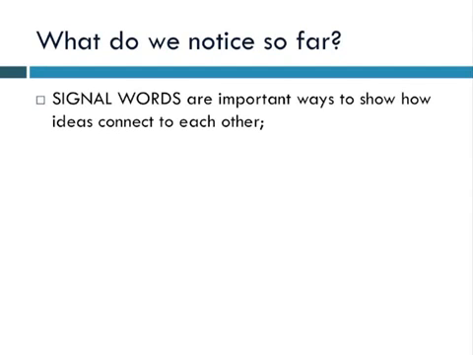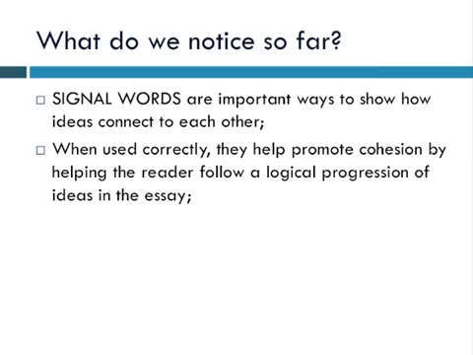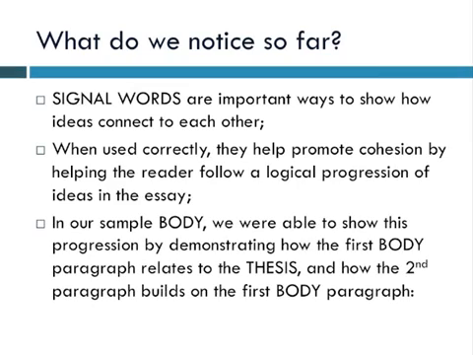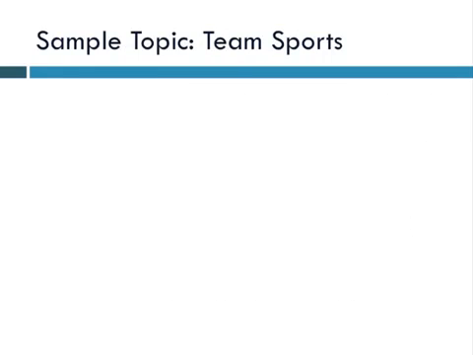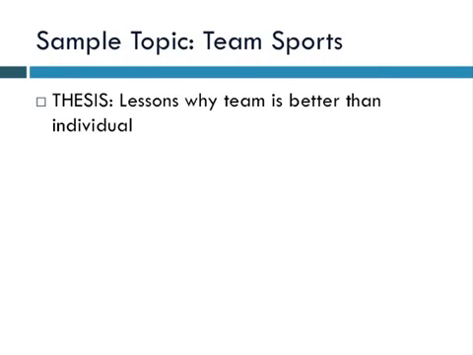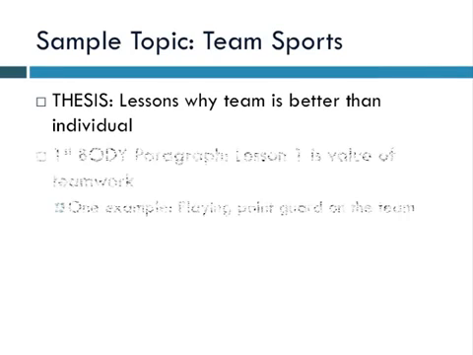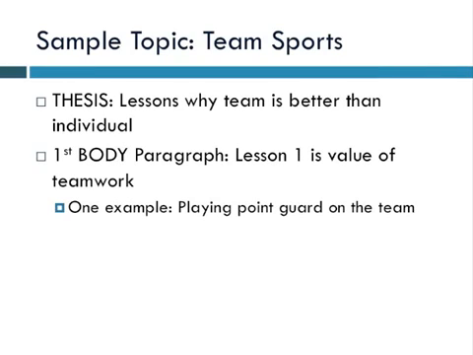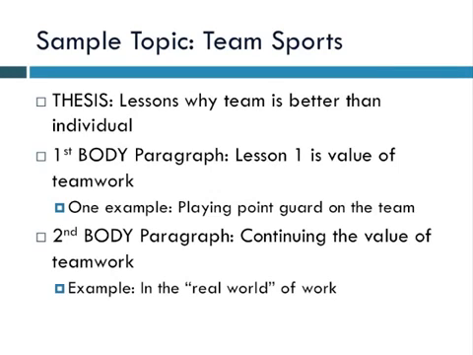So what do we notice so far? Well, again, signal words are very important to this idea of cohesion. They help show a kind of logical progression of the ideas in the essay. So in our sample body, we were able to show this progression by demonstrating how the first body paragraph relates to the thesis, and how the second paragraph builds on the first body paragraph. So again, to summarize, our thesis was lessons on why the team is better than the individual. In the first body paragraph, we talked about teamwork by using an example of playing point guard on the basketball team. In the second body paragraph, we continued the value of teamwork and connected it to something bigger, the real world of work.